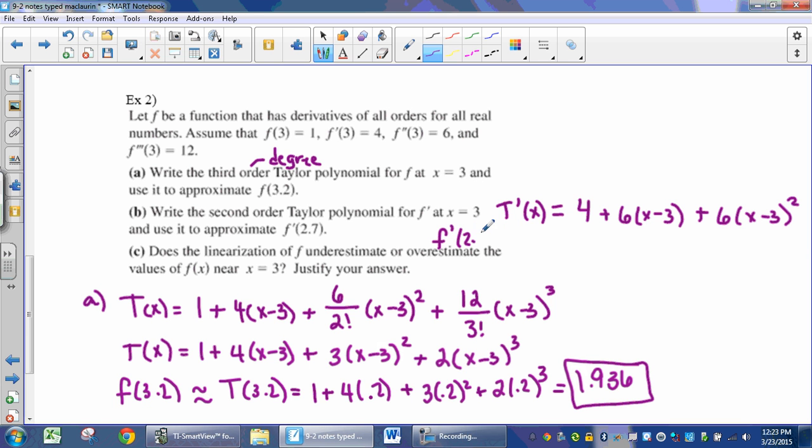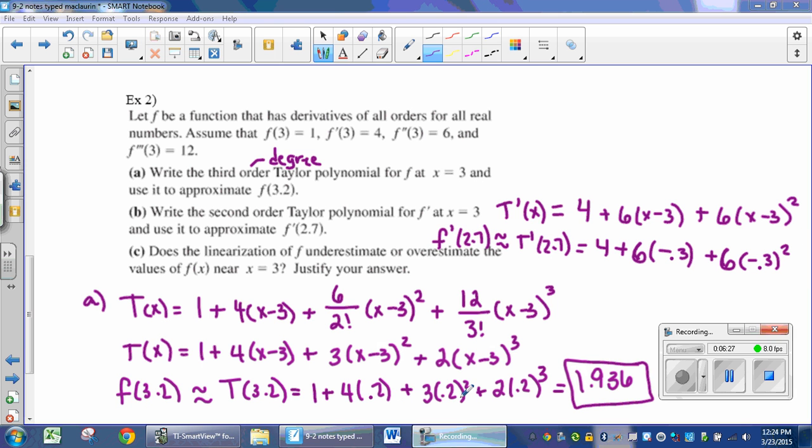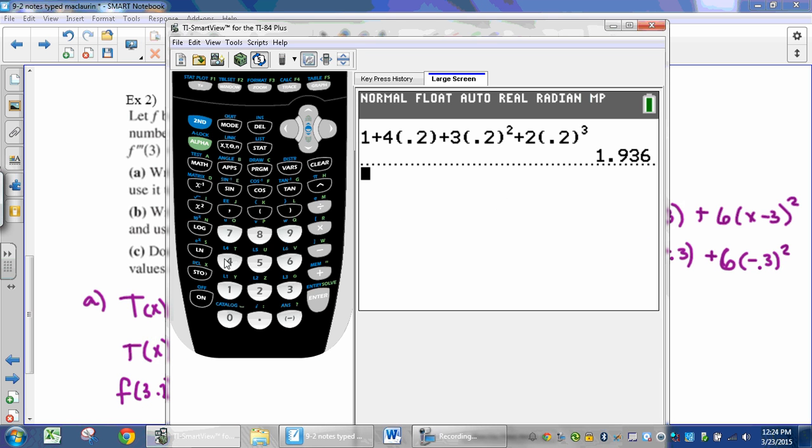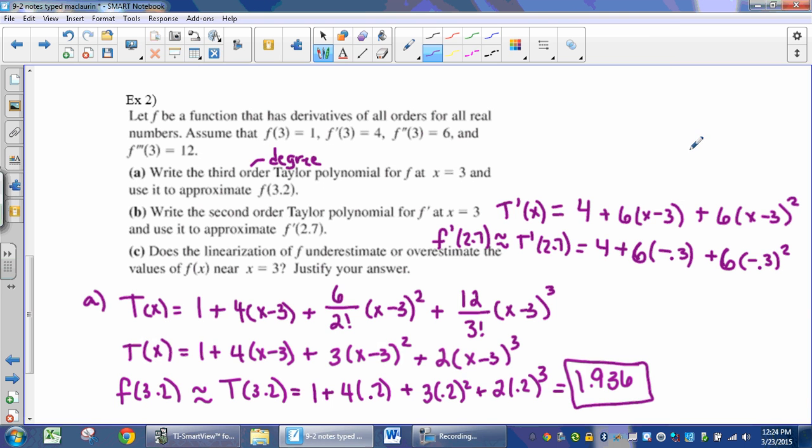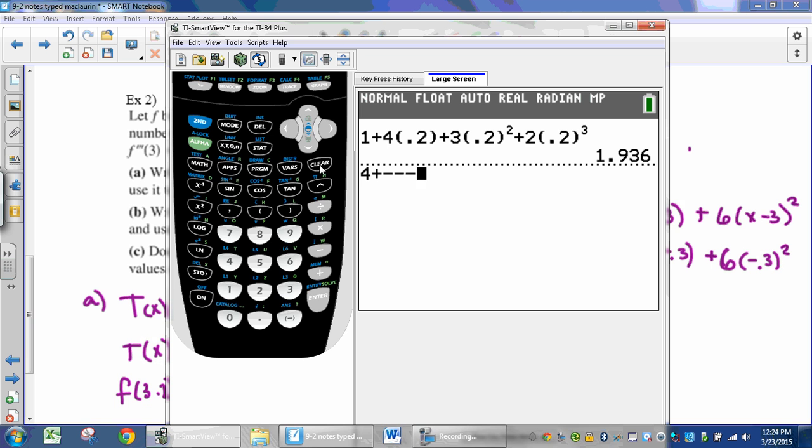So f prime of 2.7 is approximately T prime of 2.7, which is equal to 4 plus 6 times negative 0.3, since 2.7 minus 3 is negative 0.3, plus 6 times negative 0.3 squared. I didn't mean to hit that one. There we go. Why are we not typing? Well, that's weird. Let's try this again. Sorry, you got to watch my, see, there it is now. Silly calculator. So 4 plus 6 times negative 0.3 plus 6 times negative 0.3 squared. Perfect. 2.74.